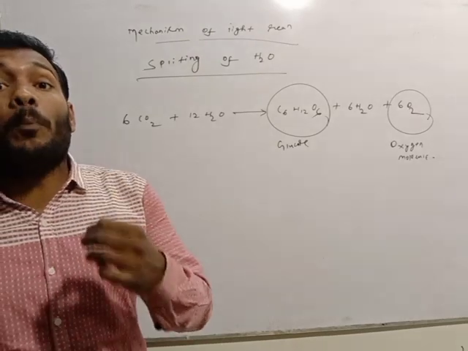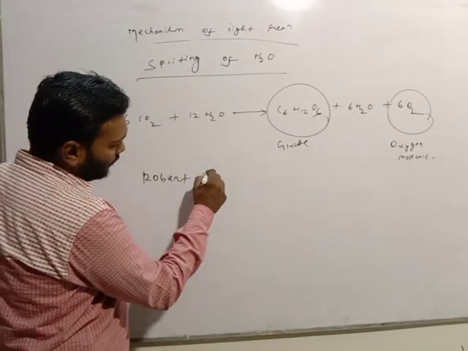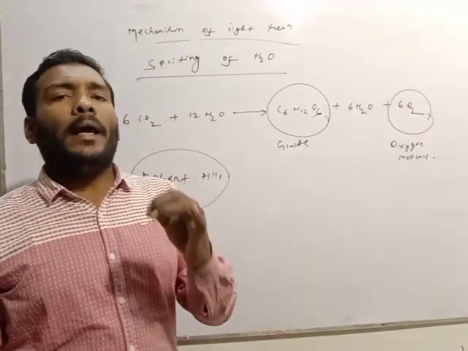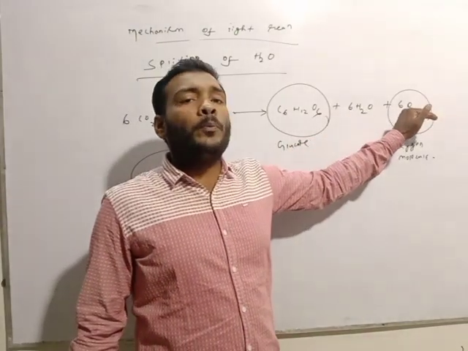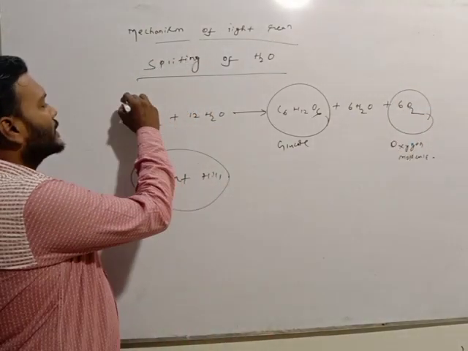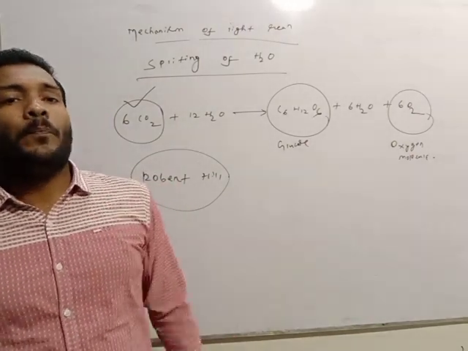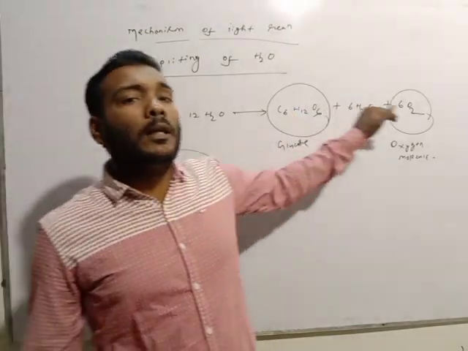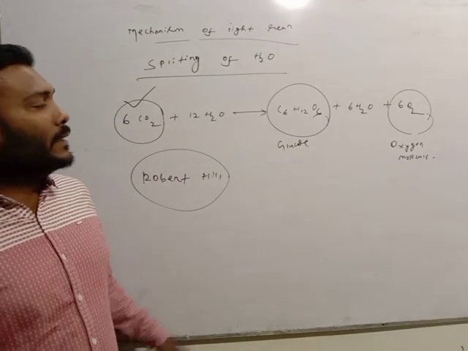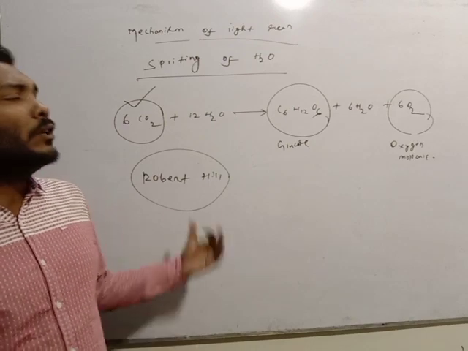Before the scientist Robert Hill, all the scientists were ready to accept that the O2 released in photosynthesis comes from the 6CO2, meaning carbon dioxide. But it is not so. The O2 that comes in the process of photosynthesis is released from the water molecule. How the water molecule breaks and releases oxygen, we will discuss.